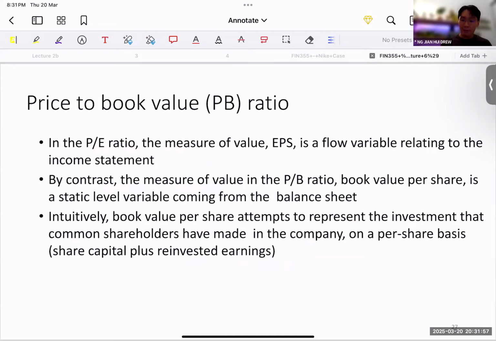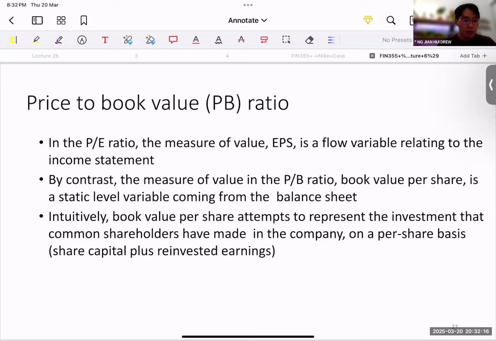Okay, that's all we have for PEG. Let's move on to the next ratio, which is price to book value ratio. So for the price to book value, we are comparing the market price with the book value, which is what we find in a balance sheet.